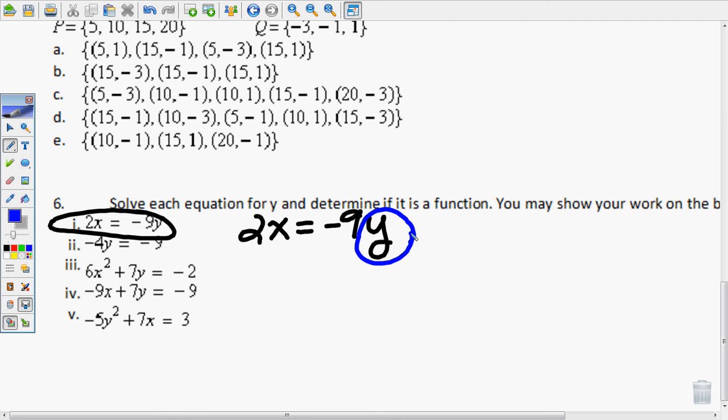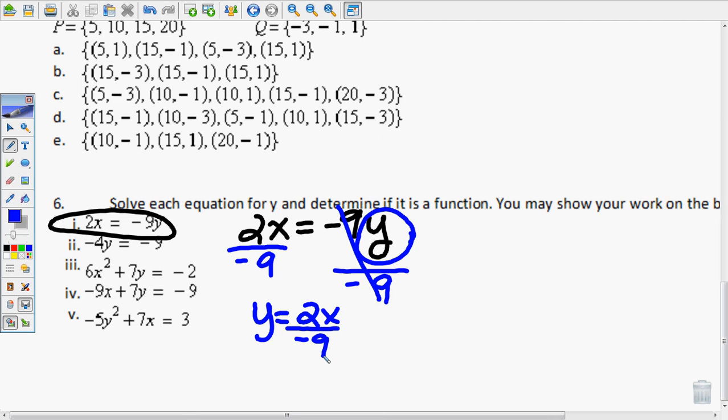Let's think about this. Is that addition happening? It's divide, because what operation does this need? Multiplication. So in order to get this y by itself, I need to divide, because the opposite of multiplication is division. So I'm going to divide by negative 9. What I do to one side, I do to the other. So I'm left with y equals 2x divided by negative 9.